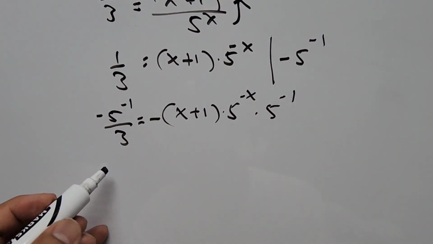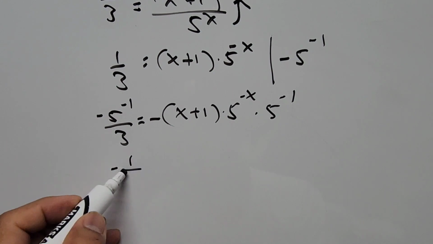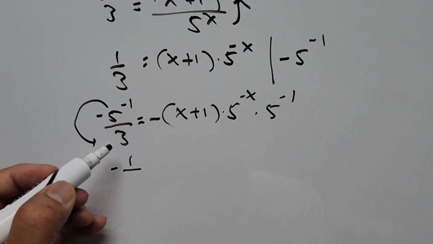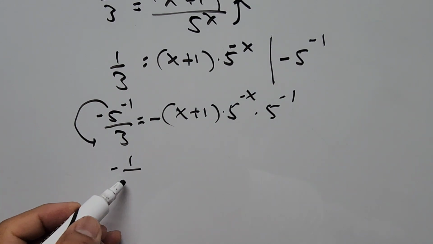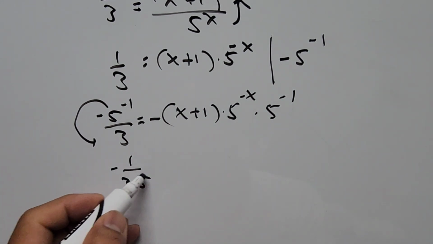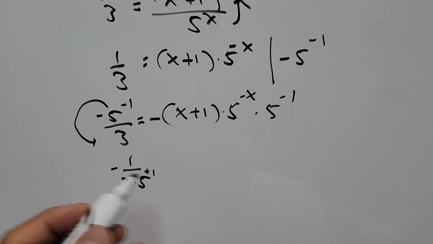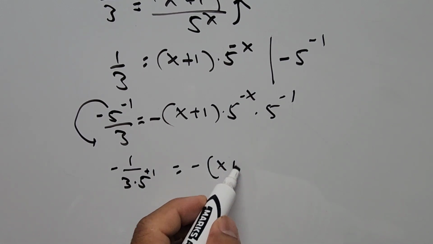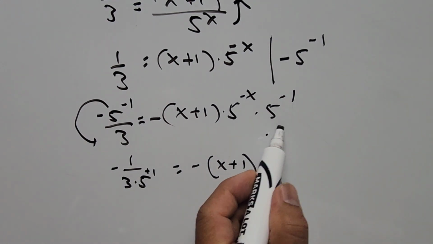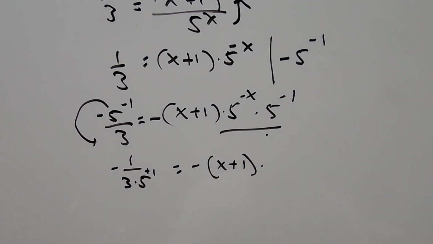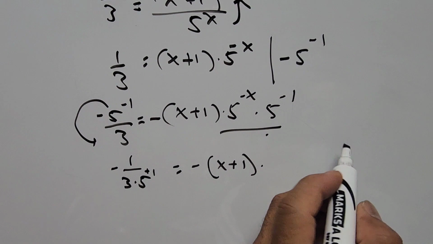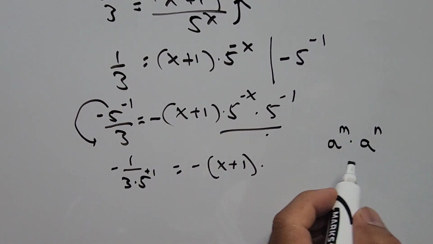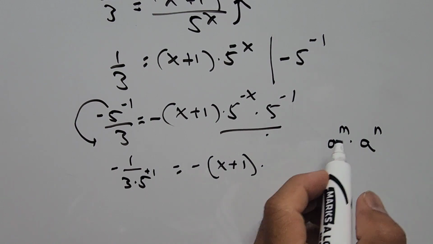So this is negative 1 over, putting down 5, the exponent negative 1 will be in the denominator. So that will be 3 times 5 to the power of positive 1, right? And the right hand side we have negative of x plus 1 times, here we can combine this, right? So based on the exponent formula, we have a to the power of m times a to the power of n. We end up adding the exponents, right?